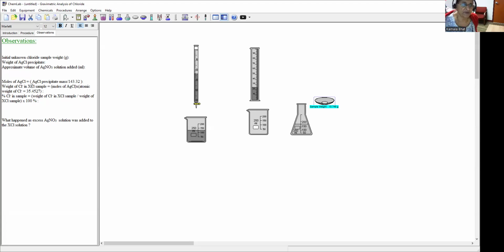chloride in the unknown sample, which is the same as the weight of the chloride in the silver chloride, will be moles of silver chloride multiplied by the atomic mass of chloride ion. Once you get that, then weight of the chloride in the unknown sample divided by the mass of the sample taken, and multiply the ratio by 100 and answer the question, what happened as excess AgNO3 solution was added to the unknown chloride solution? You can, because you are observing the experiment, you can answer that.